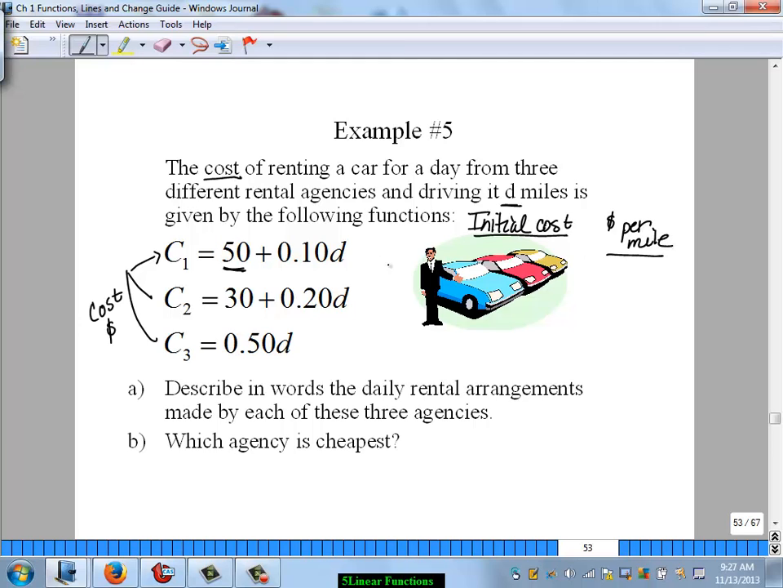All right, so the very first one, my initial cost is $50, whether I drive anywhere, and then I get charged 10 cents per mile. This one here, my initial cost is $30, and I get charged 20 cents per mile. This one right here, there is no initial cost, but I get charged 50 cents per mile, or $0.50 per mile.